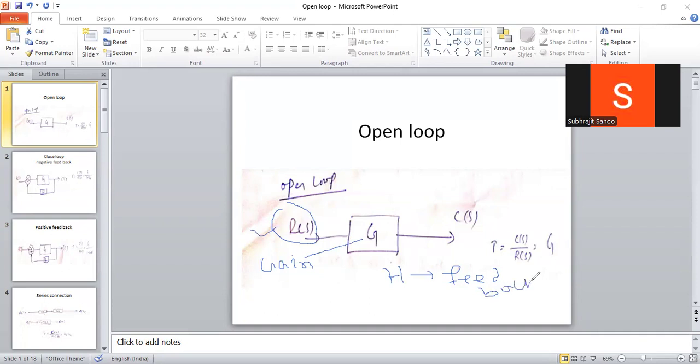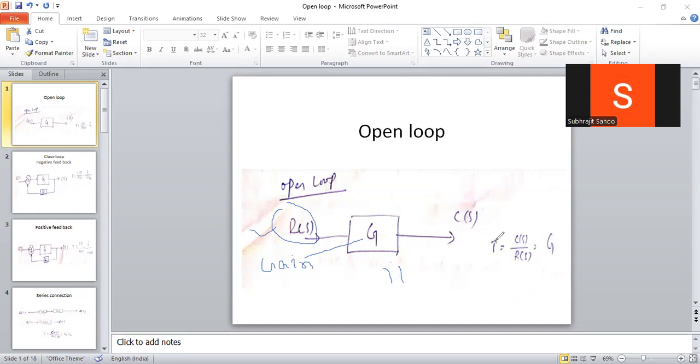So several technical terms are there, and you should know those technical terms. In this open loop, this is the reference input, denoted by the symbol R(s). G is the signal gain, and C(s) is the control output. These are the different technical terms here. I've given examples of open loop; you may refer to the notes, but my aim here is to solve the problem. So this is the open loop figure.